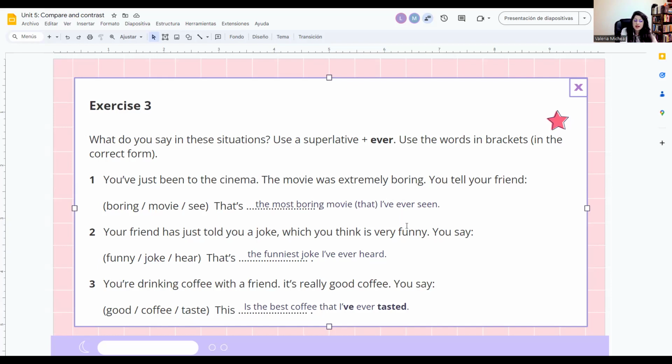It's a very common way in which we can use the superlative form with the present perfect to mention that that's the best experience, that's the worst experience that I've ever had, to give some emphasis. So that's the funniest joke I've ever heard, perfectly possible. Or this is the best coffee that I've ever tasted. All right, so talking about verb tenses, superlatives can be used in any tense, especially in the present, the past, and the present perfect.